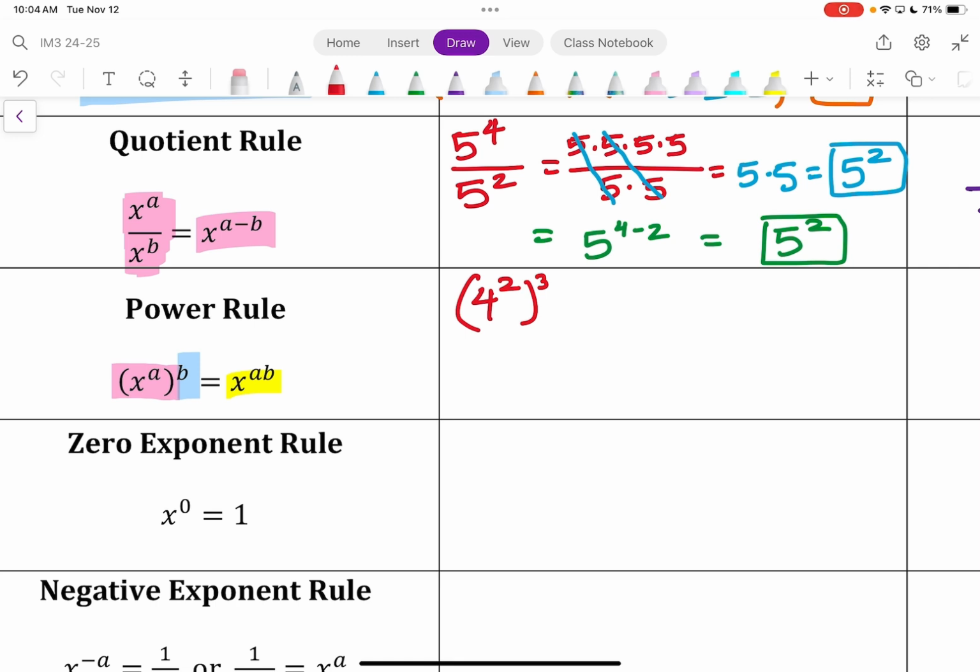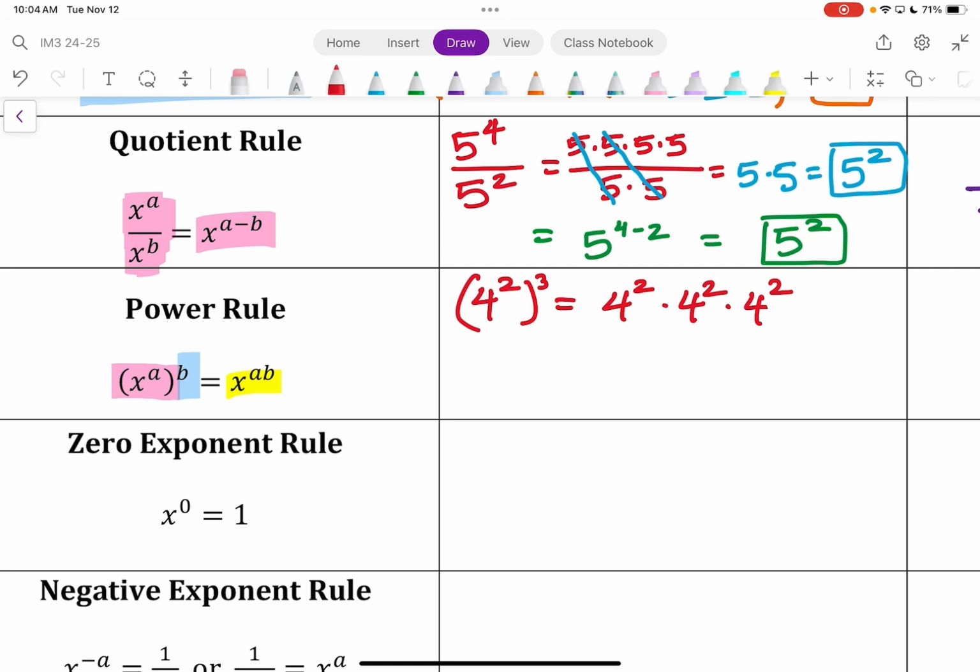We know that exponents are a way of showing repeated multiplication. 4 squared raised to the 3rd power could be rewritten as 4 squared times itself 3 times. Wouldn't you agree with that? The base that is getting raised to the 3rd power is 4 squared, so I would rewrite 4 squared 3 times. Are we okay with that? Okay.